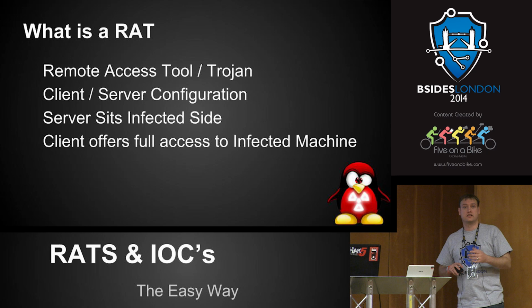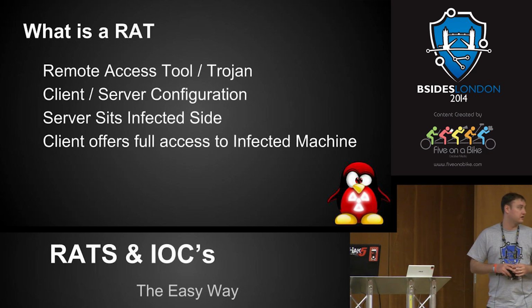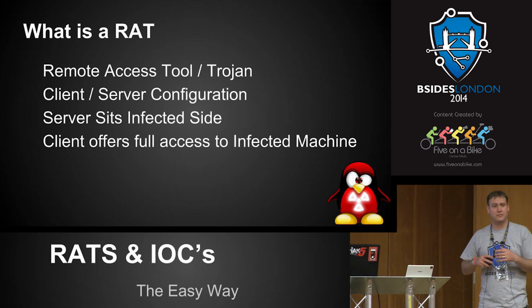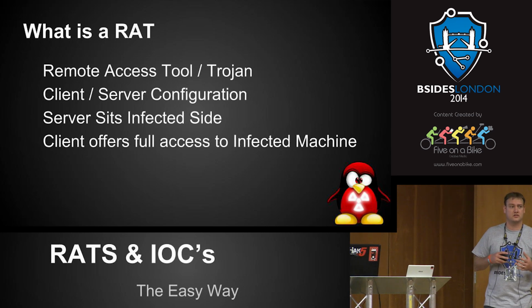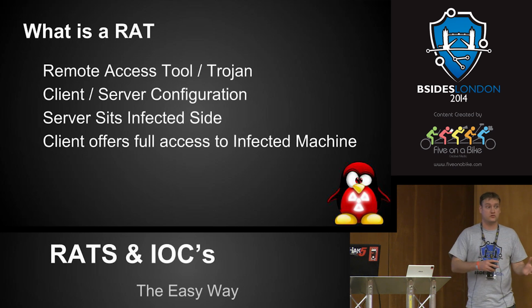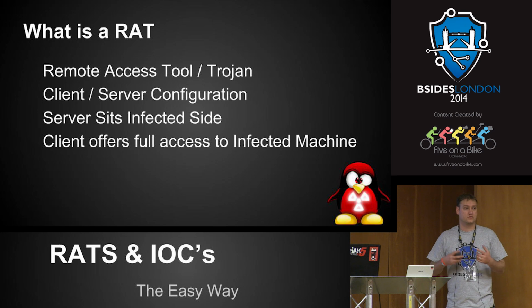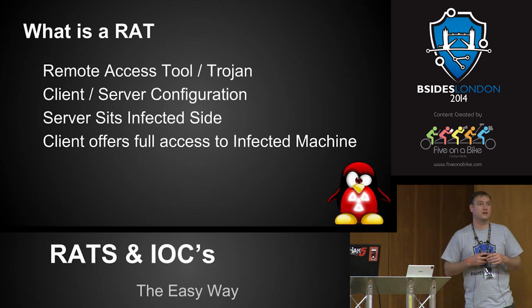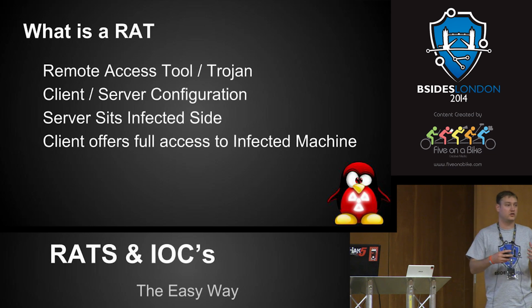A RAT is a remote access Trojan or a tool, depending on whether you're the good guy or the bad guy. It uses a client-server configuration. That's slightly backwards to how a normal enterprise client-server is. The server is sent out to all the end users. The client is sat on my box as the attacker. So it is really backwards. And they're typically reverse connection. So when you run the file, you will connect to me rather than me attempting to connect to you.